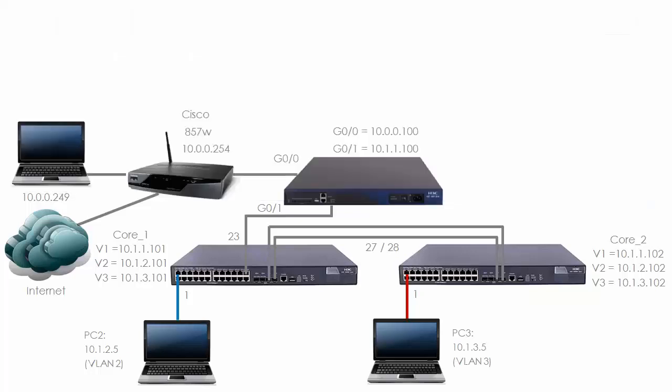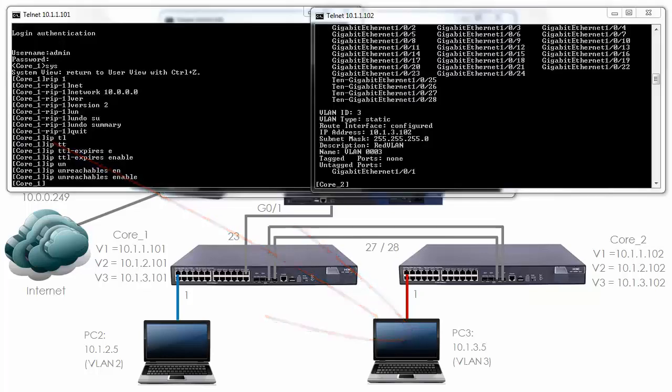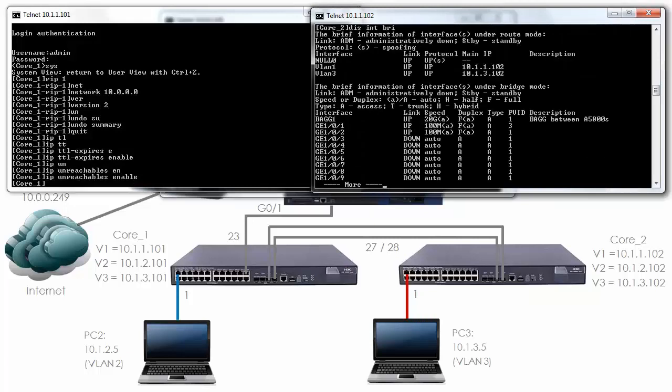And hopefully shortly we'll be able to ping from our recording machine to PC3. So I've made sure that the cabling is good. On the switch, core 2, let's type the command display interface brief. As you can see, interface gigabit 1/0/1 is now up. It's running at 100 megabits per second.